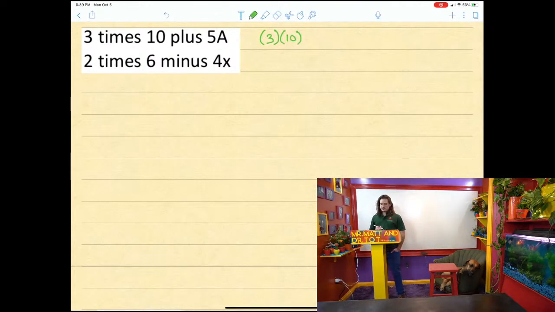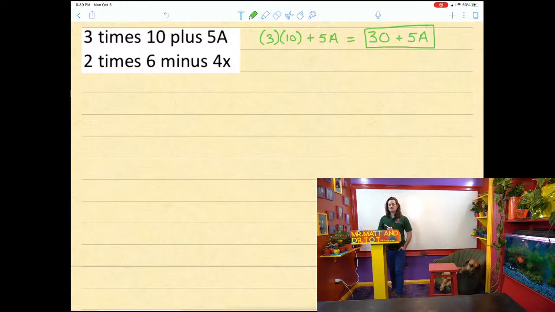The second one, we have 2 times 6 minus 4x. They don't say quantity here, so we can assume that the 2 and the 6 are next to each other. And so we have 2 times 6, that's going to be 12 minus 4x.